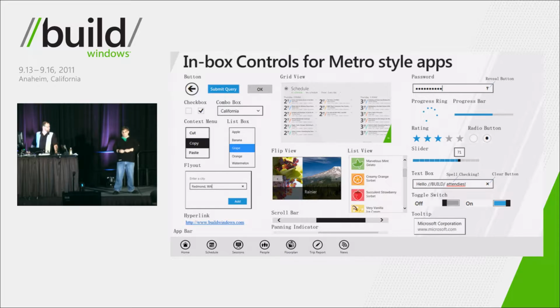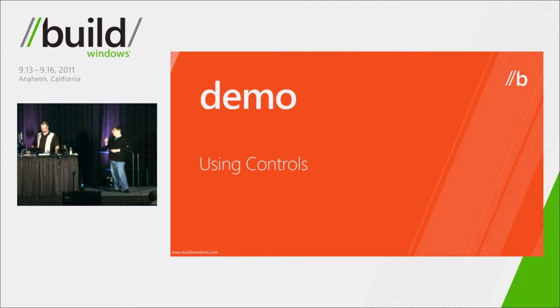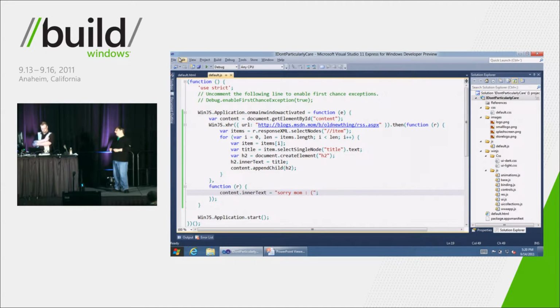We also have other controls, the grid view, list view, flip view, ratings control, that provide additional functionality by providing the code that composes existing DOM elements in new combinations. So let's go next. Alrighty, so let's start by, actually, let's go into Blend. Okay.